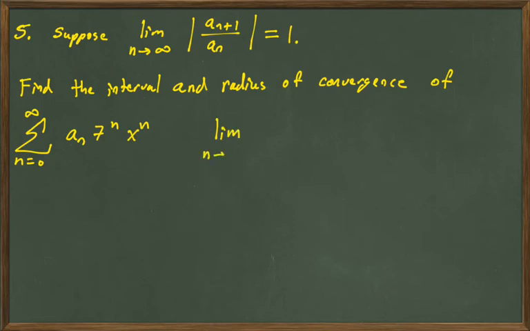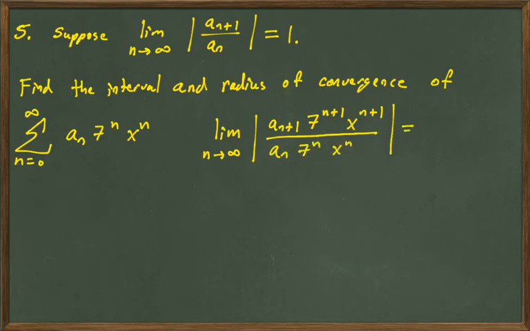So the limit as n goes to infinity of a sub n plus 1, 7 to the n plus 1, x to the n plus 1, all over a sub n, 7 to the n, x to the n. I'm going to go ahead and simplify this. The limit of a sub n plus 1 over a sub n in absolute value is going to be 1. The 7 to the n plus 1 over 7 to the n will just be 7. And then x to the n plus 1 over x to the n will just be x, still in absolute value.